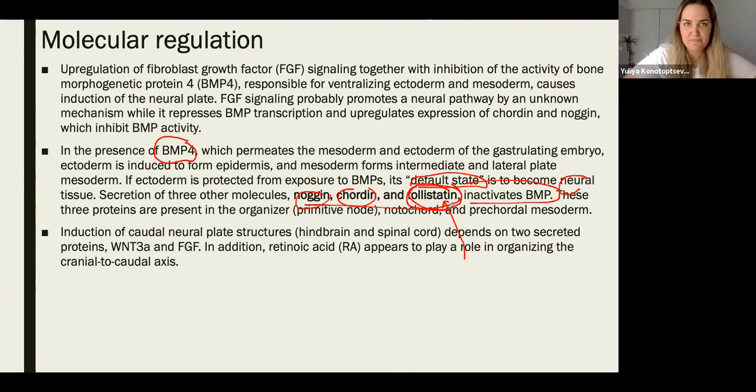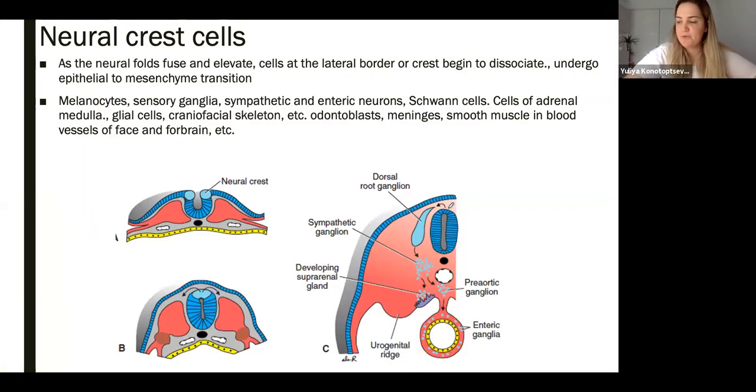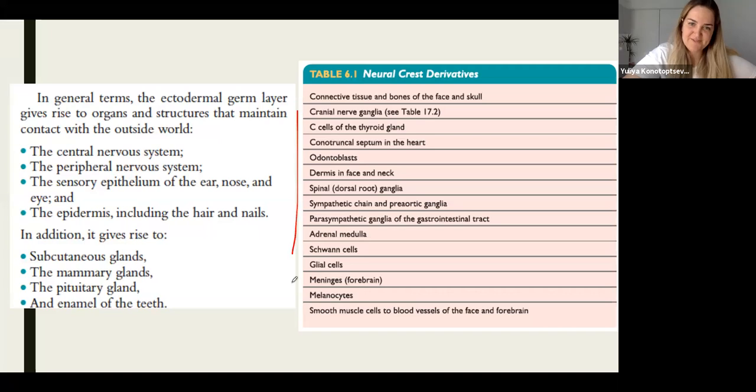There is a special population of cells called neural crest cells, arising from the neural fold. That's what they do. In America, neural crest cells are known as the fourth germinal layer. We have three: ectoderm, mesoderm, endoderm. In America, there's a fourth, neural crest cells. They give rise to these things.